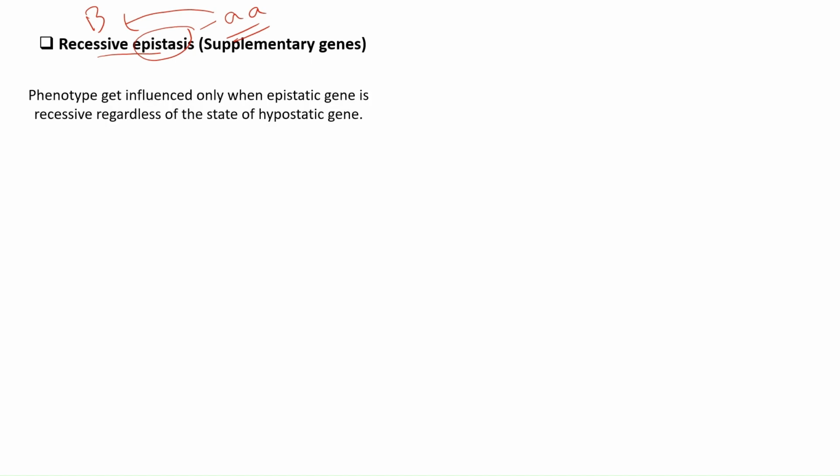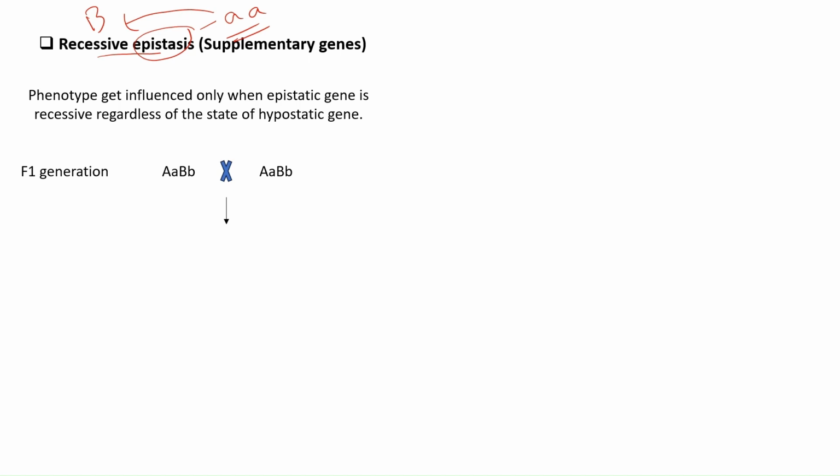That means the epistatic gene, the gene that will affect the other gene, when it is present in the recessive condition, is when it influences the expression of another gene B. Clear? That is known as recessive epistasis. So the phenotype gets influenced only when the epistatic gene is recessive, regardless of the state of the hypostatic gene.